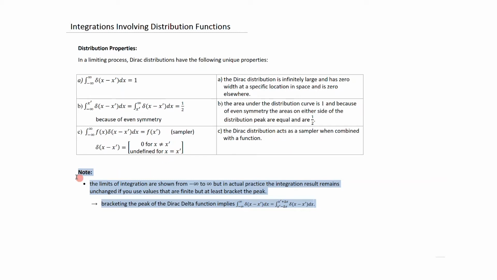Okay, a note here. The limits of integration are shown from minus infinity to infinity, but in actual practice, the integration result remains unchanged if you use values that are finite, but at least bracket the peak. So for instance, here's an example. You've got minus infinity to infinity of delta x minus x prime dx. We know that's equal to 1, but we could have easily written this as x prime minus delta x and x prime plus delta x. So this says you're looking at one bound that's just to the right of the undefined point and one to the left. This basically brackets the Dirac delta function. As a result, this integral will also be equal to 1. So this is typically what we would do.